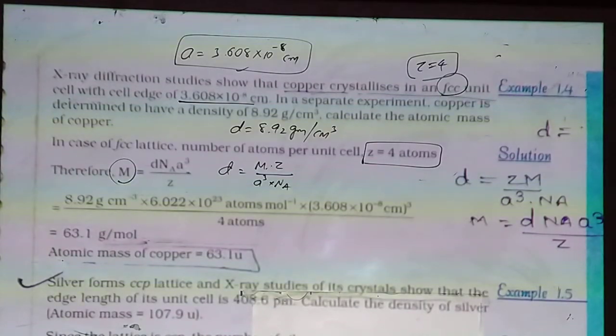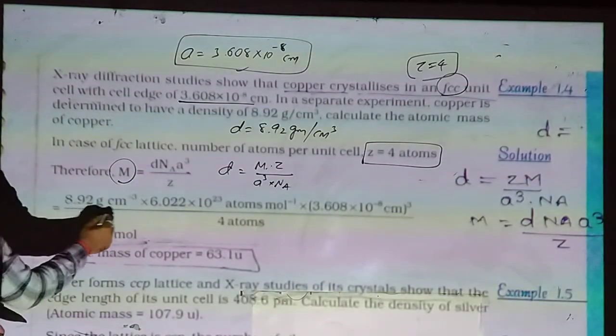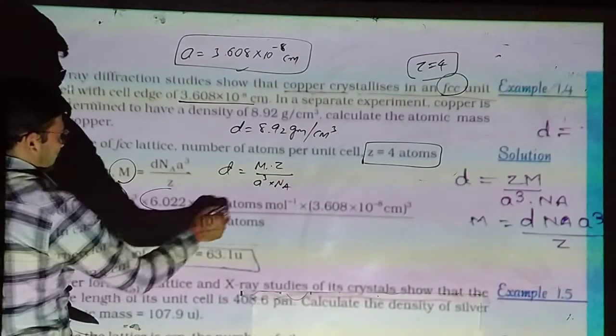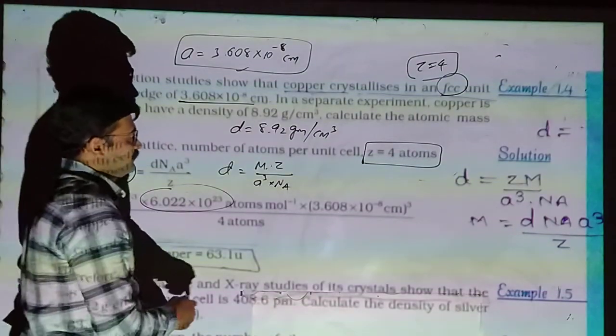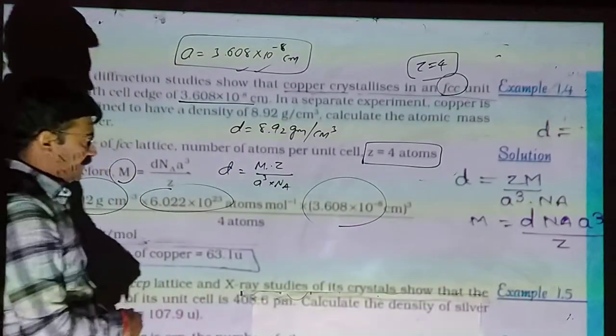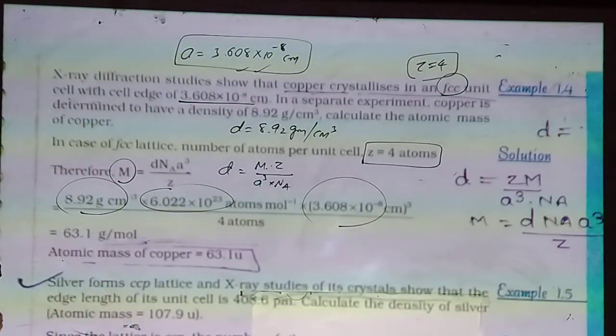Here you can see density is given, 8.92 gram per centimeter cube. Avogadro number is a constant. Here the edge length is already in centimeters, cube it, then divide by 4. So it gives 63.1 gram per mole. Otherwise, u means unified mass. It is also one of the units of atomic mass.